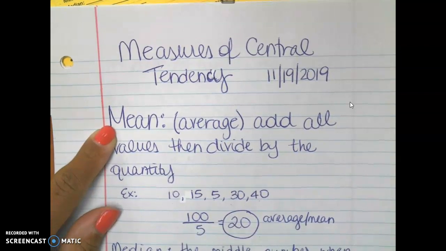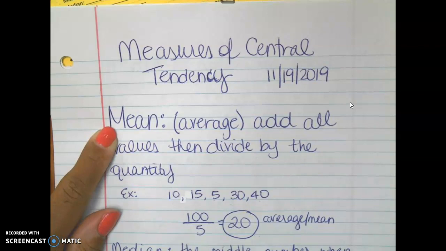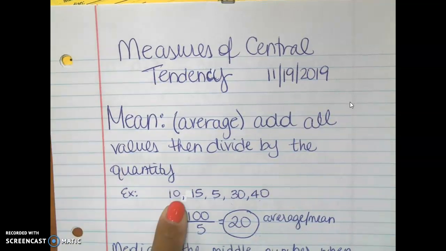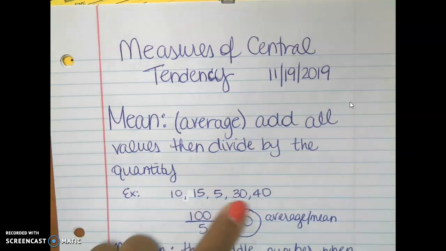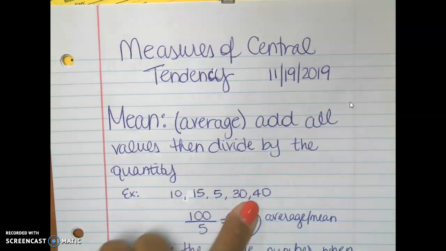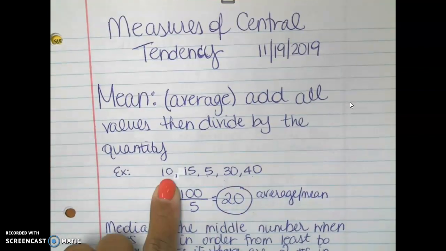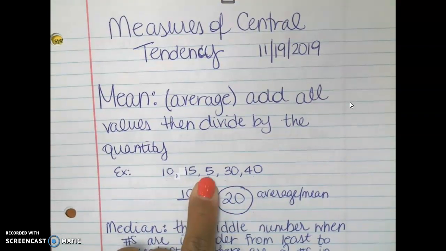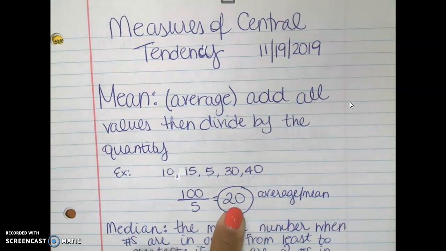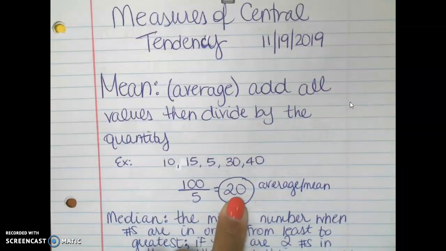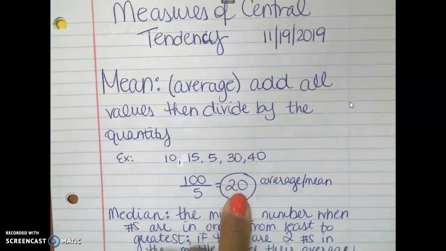A mean is also called an average, like your grade. You take all of the scores that you got and you add them and divide by how many assignments you have gotten. So, for these 1, 2, 3, 4, 5 assignments, if these are your scores, then you got a 10 on that, a 15, a 5, a 30, and a 40. Then your average score is going to be a 20%. You probably are not passing whatever class that is.